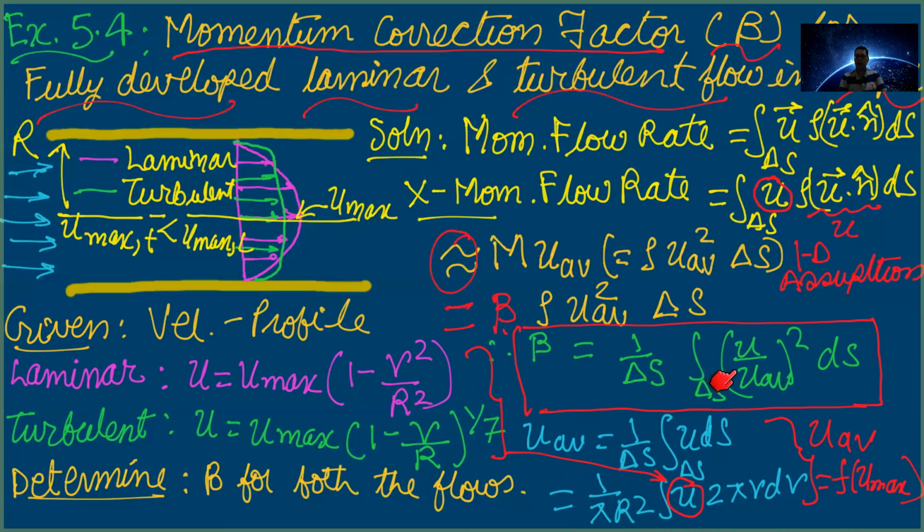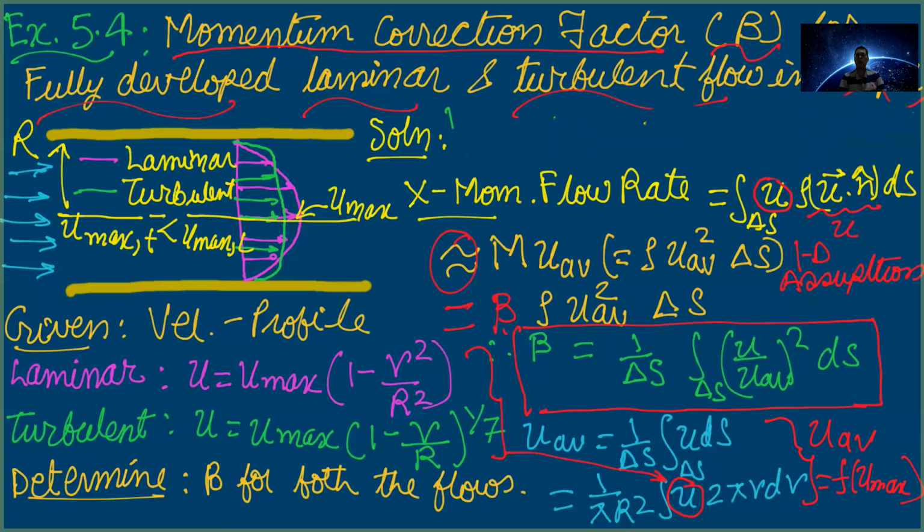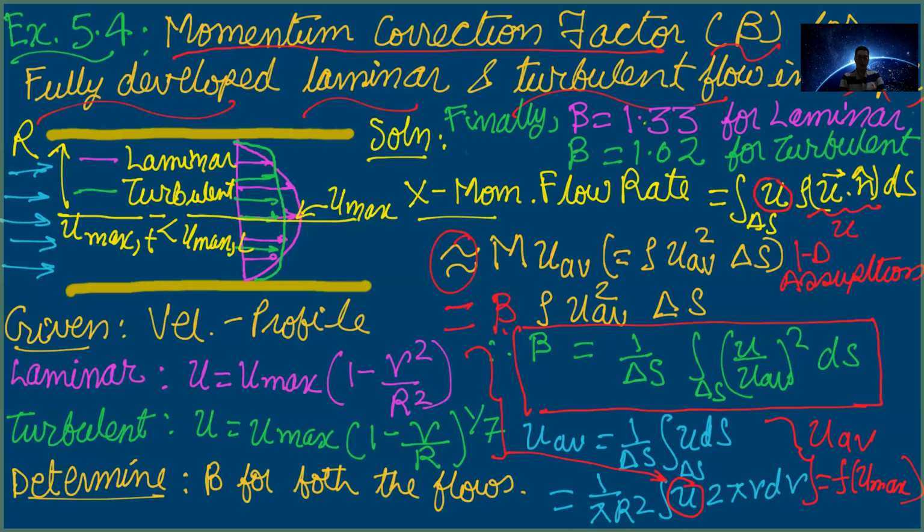That u average you substitute here. And finally, for laminar and turbulent flow, if you do all those integrals, for laminar flow you will find that beta is equal to 1.3 for fully developed flow in the pipe. And for a turbulent flow, it is 1.02. And what beta were you taking in this approximation? It is like you are taking beta equal to 1.